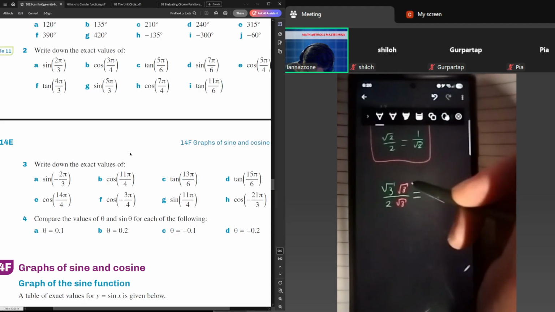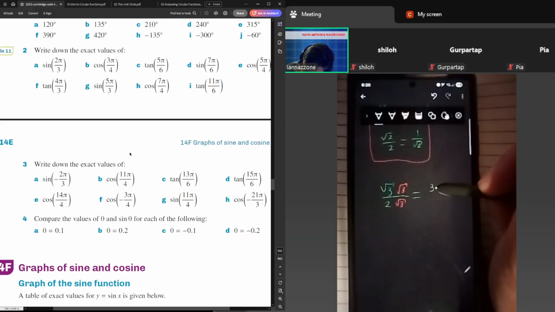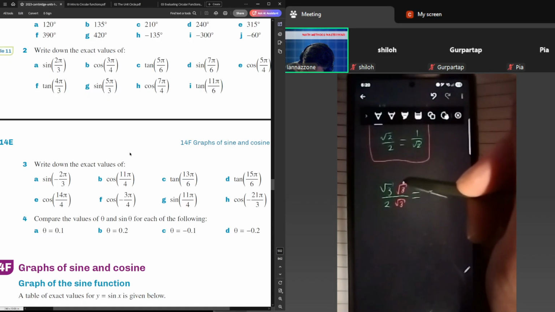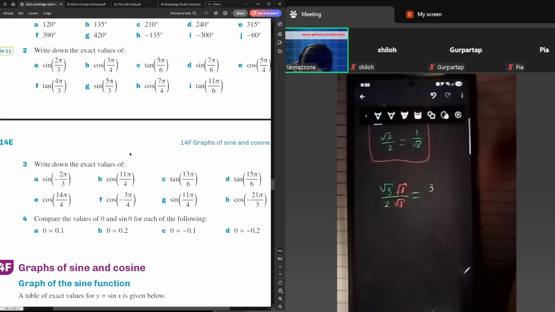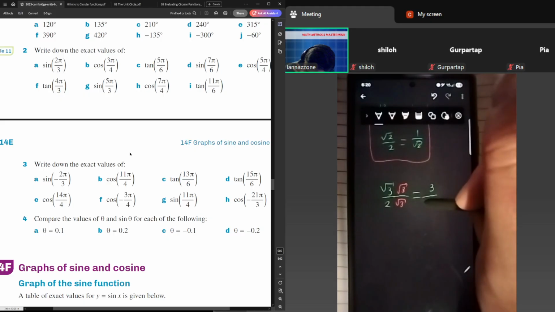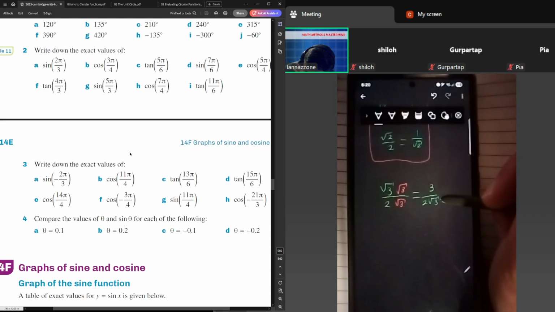So root 3 times root 3, by definition, has to just be 3, because whenever you do the square root times the square root, you've got to get back to whatever's inside. And then from there, you're going to have your 2 on root 3.